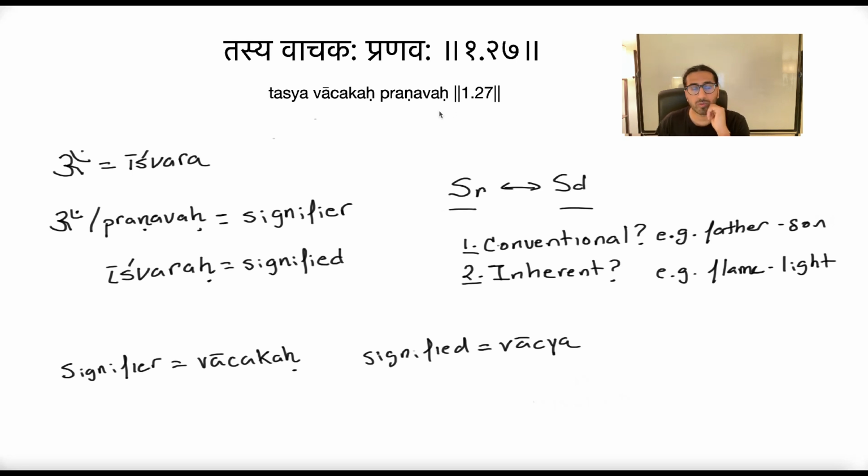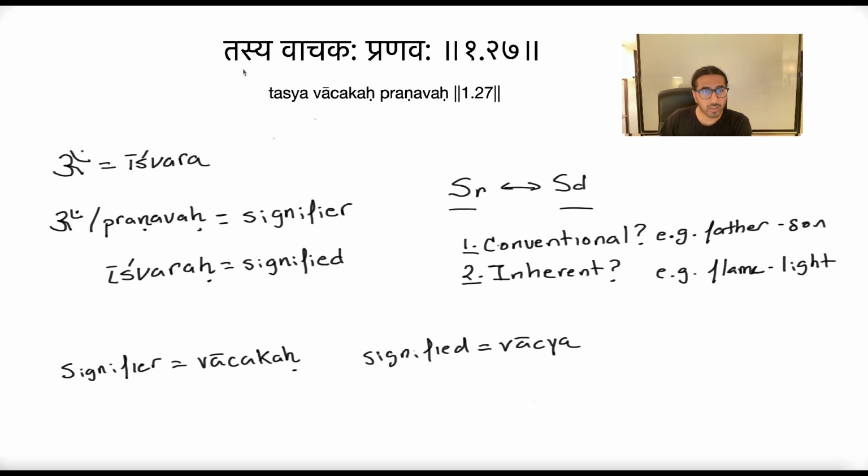Okay, so let's begin. Tasya vachakah pranavaha. Tasya vachakah pranavaha. Now, the word tasya is a demonstrative pronoun. It means of that, or of him, or his. It's a possessive, a shashti vibhaktihi, genitive case. So, of that or of him.